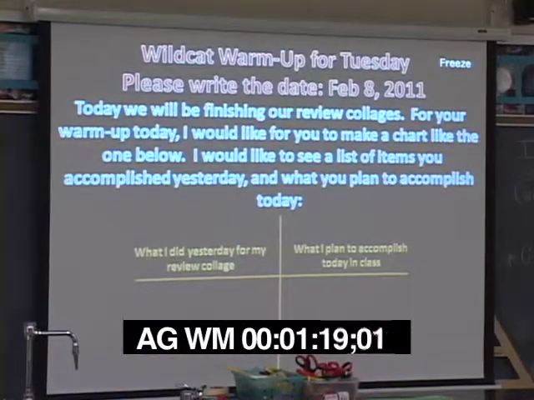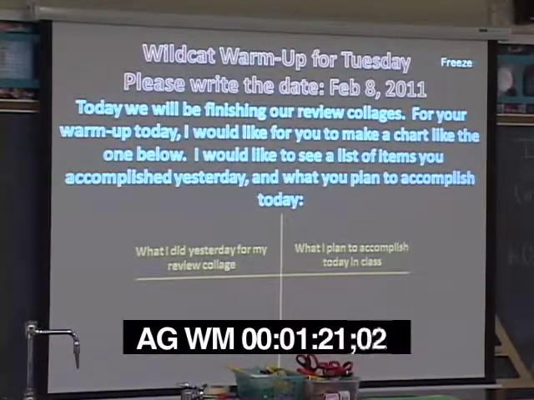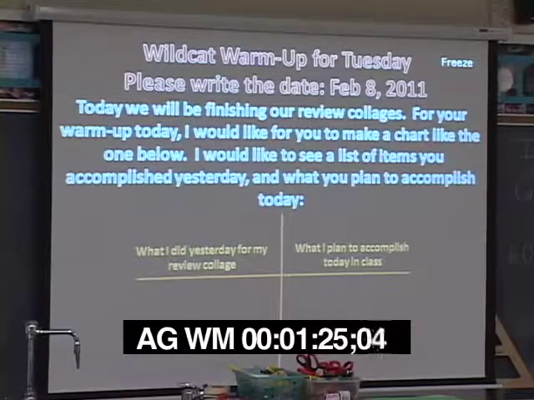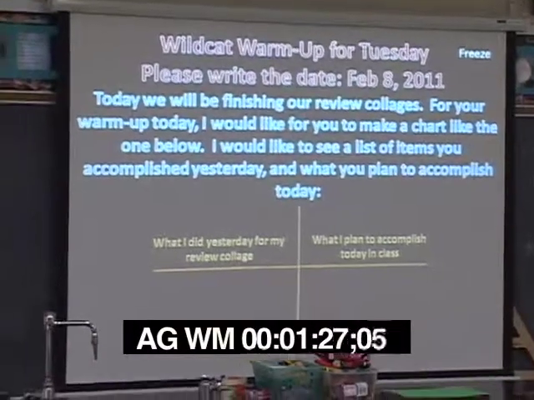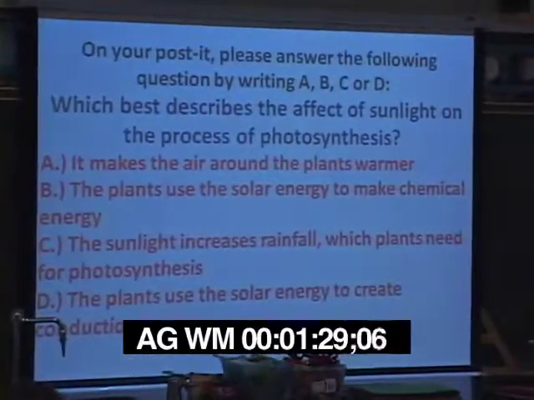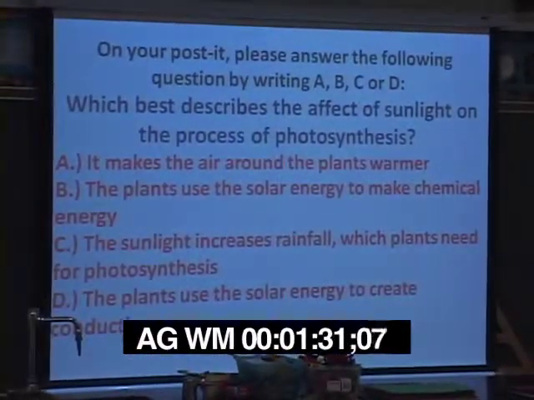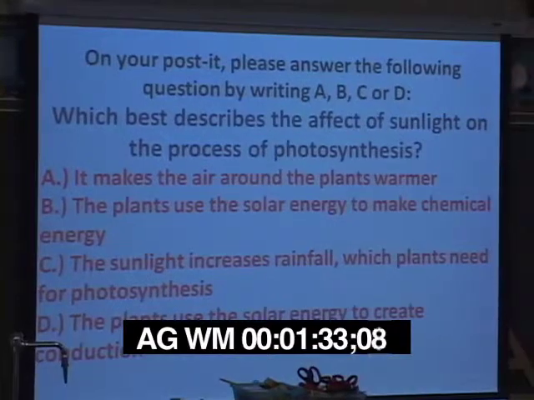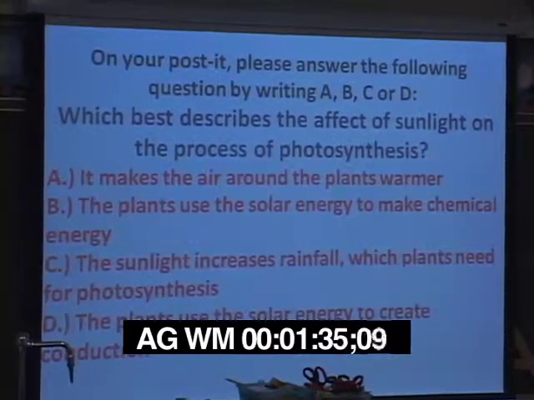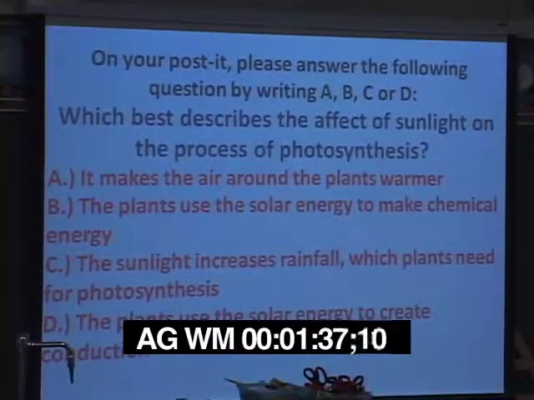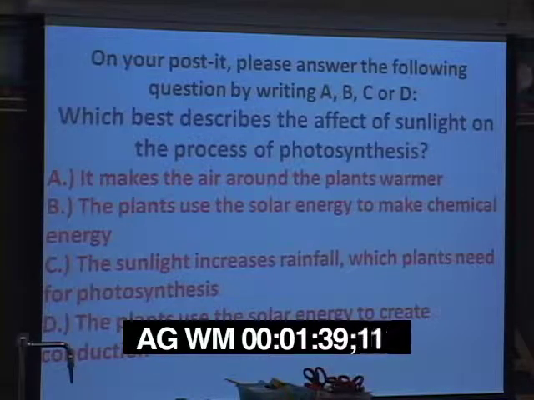So on your Post-it note, I would like for you to answer this question. I will read it out loud. You do not have to put your name on the Post-it note. I just want to see A, B, C, or D. Okay? So which best describes the effect of sunlight on the process of photosynthesis?